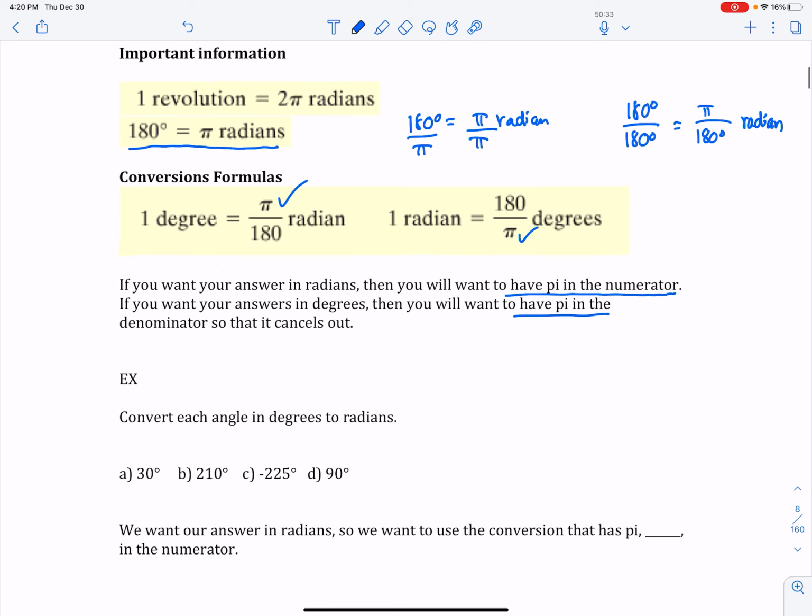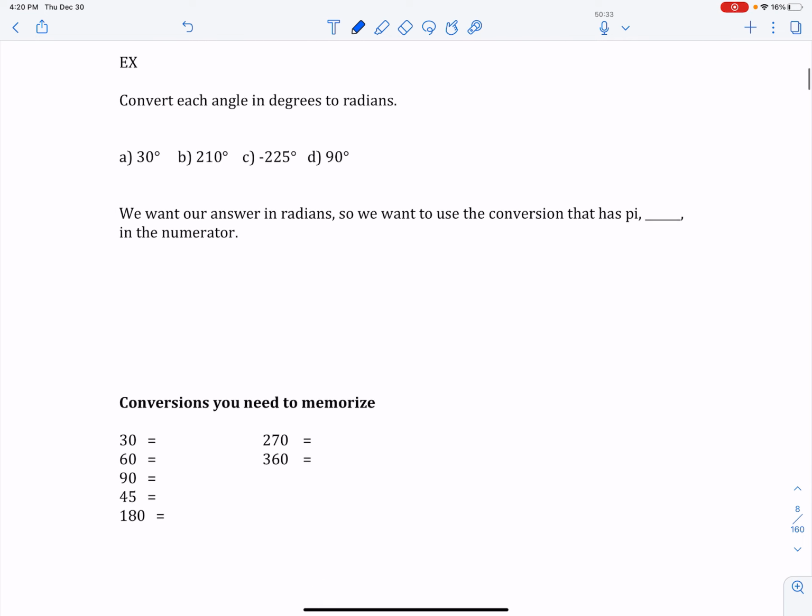So let's go ahead and do this. Convert each angle in degrees to radians. Looking at part A, we have 30 degrees. I start out with 30 degrees over 1. And remember, I want this answer in radians. So if I want my answer in radians, I use pi over 180. Once again, pi is in the numerator. And now what I want to do is reduce this down.